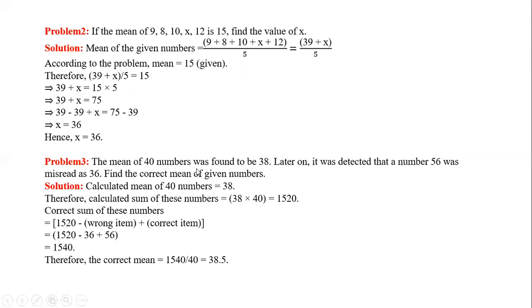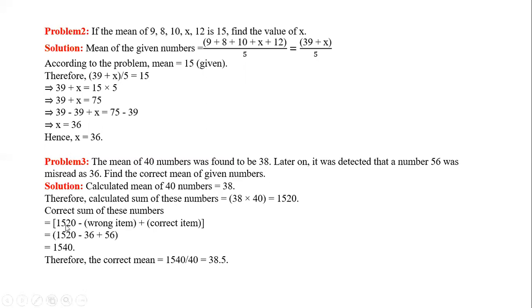The mean of 40 numbers was found to be 38. Later on, it was detected that a number 56 was measured as 36. So instead of 56, we measured 36. Find the correct mean. The calculated mean is 38, and there are 40 numbers in total. Therefore, the calculated sum of these numbers is 38 into 40, which is 1520. The correct value is 56, but 36 was measured.